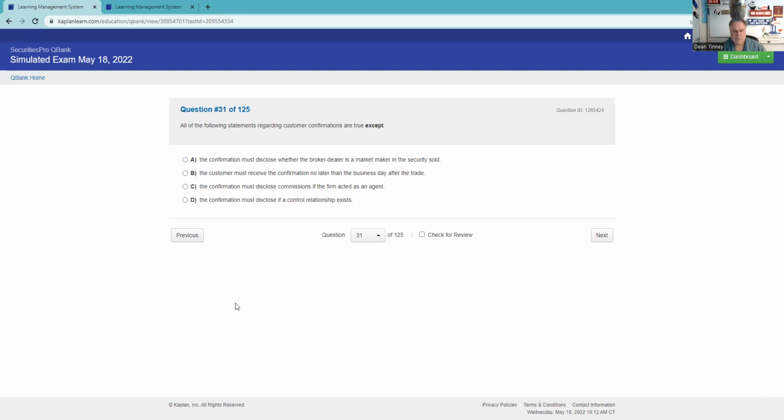It must disclose a control relationship. Yes. I joke, if you're a Merrill Lynch broker and you sell somebody Bank of America, on the confirmation, it will say that there's a control relationship between Bank of America, the issuer, and the broker-dealer Merrill Lynch. And remember, this is except, and remember, confirmations go out by settlement. So I'm going to say B, no later than the business day after the trade date. No, it's by settlement, which in stocks, corporates, and munis is T+2.